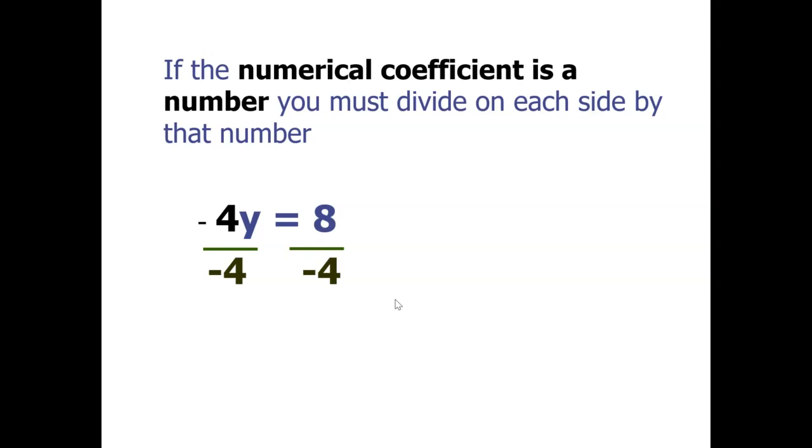When I divide negative 4 and negative 4, it will cancel and you will have a positive 1. Positive 1 times y is just a y. And when you reduce 8 over negative 4, you will get negative 2. And this is how you use the multiplication property of equality when there is a number attached to the letter. Let's try another example.